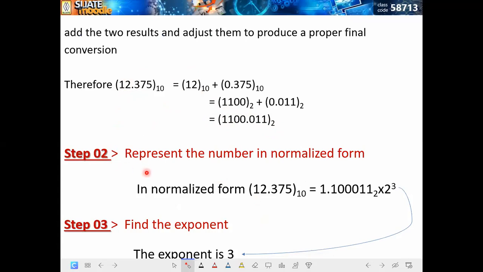Step 2 is to represent the number in normalized form. Now we have to write this number in normalized form. You now know how to write in normalized way. We have to move 3 points, if you want to move this binary point, 1, 2, 3 places towards the left side. Then you get this answer, 2 to power 3. Then you have to find the exponent here. What's the exponent? 2 to power 3, so 3 is the exponent, right?